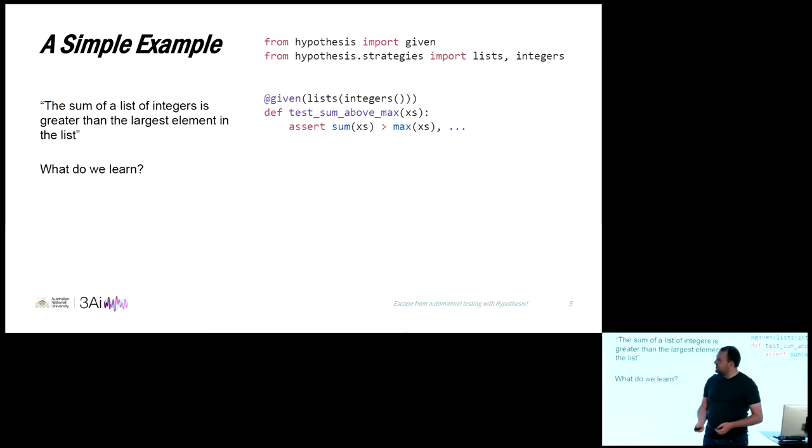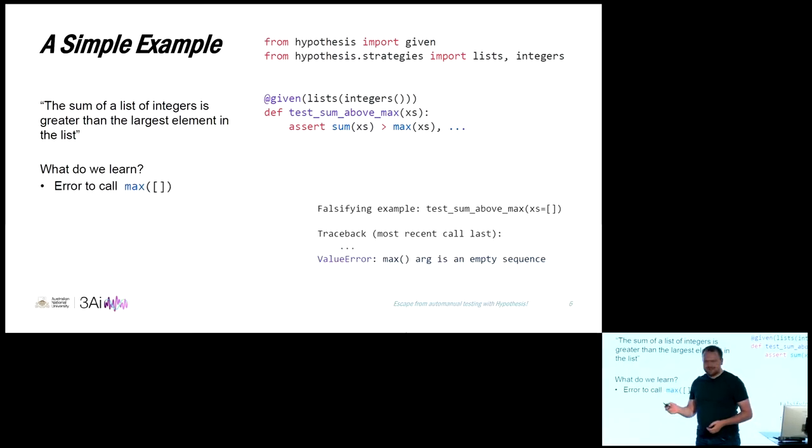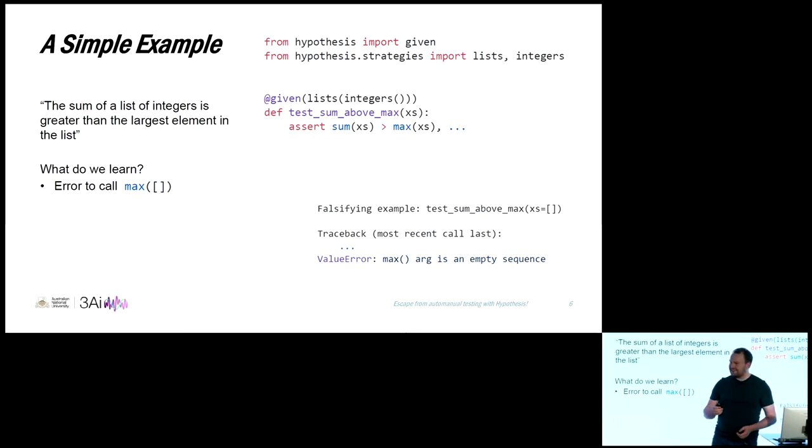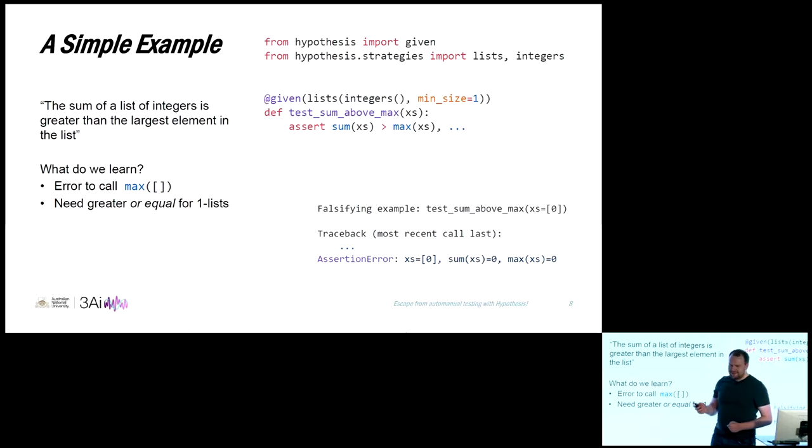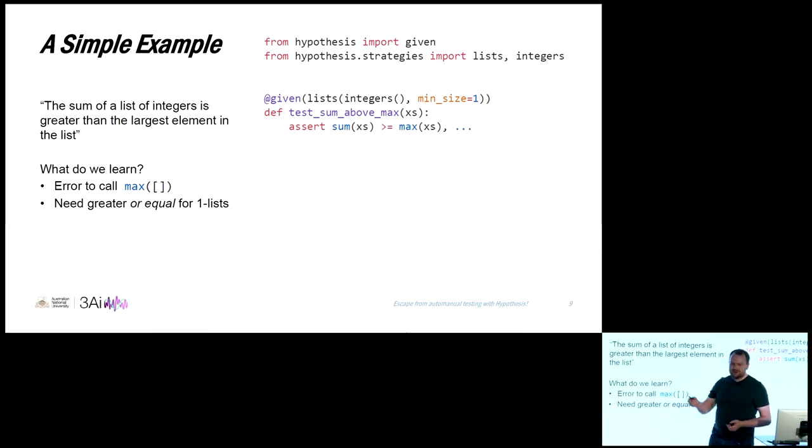So if we run this test, we learn something. And specifically, we learn that you can't take the maximum of an empty list. Instead, you get a value error. So we think, okay, we didn't actually want to check that. So instead, we tell Hypothesis, look, we want lists of integers, but lists have to have at least one element in them. And when we run that, we discover that, of course, the maximum of a list of one element is the same as the sum. So we go greater than or equal to.